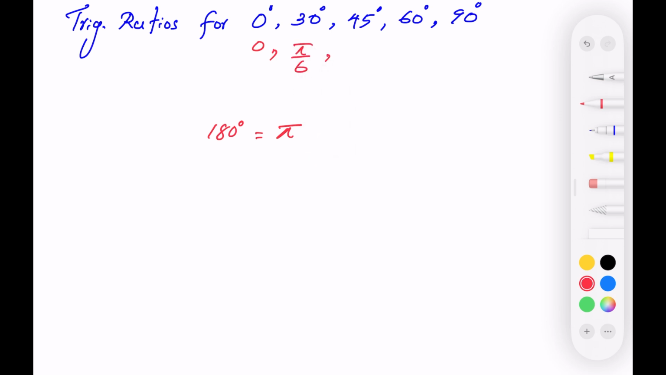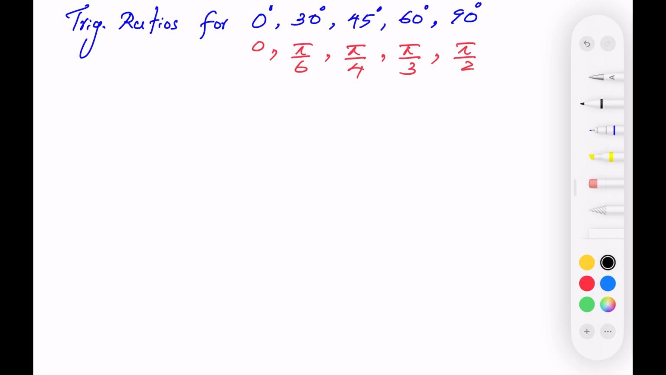45 degrees is equal to 180 degrees divided by 4. Therefore, in radians, it should be pi over 4. 60 degrees is equal to 180 degrees divided by 3. Therefore, in radians, it's pi over 3. 90 degrees is equal to 180 degrees divided by 2. Therefore, in radians, it's pi over 2.